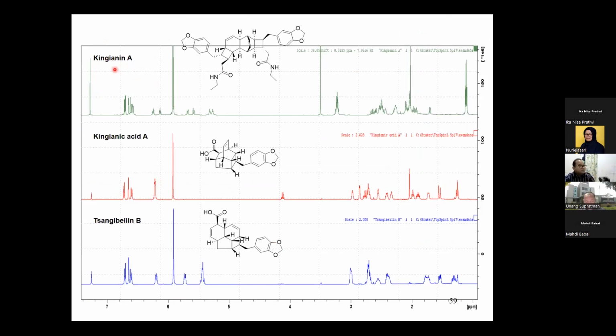So this is my main PhD project. For example, we have kingianin A, kingianin SA, sanguinolin B. This is a very interesting compound. Now we are exploring new plants for this one. We found some, and we expect to publish within this year, inshallah.